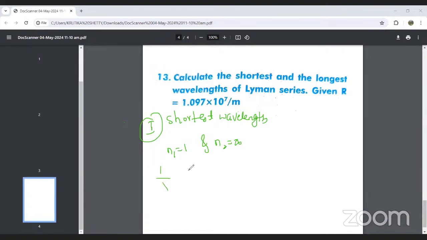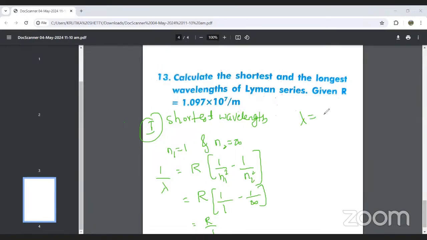Now 1 by lambda is equal to R into bracket 1 divided by n1 square minus 1 divided by n2 square. Which is equal to R into bracket 1 divided by 1 square, which is 1, minus 1 divided by infinity square. 1 by infinity is 0. So it becomes R by 1. This is 1 by lambda.